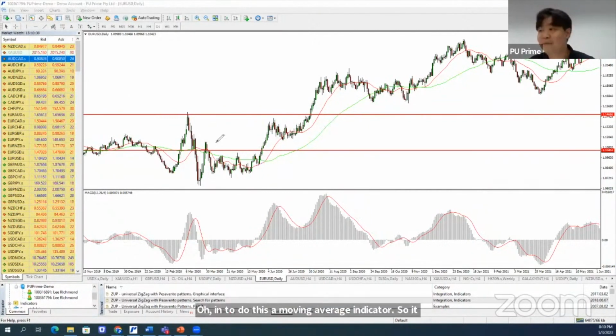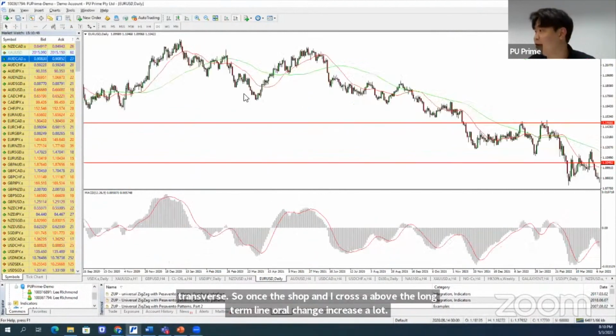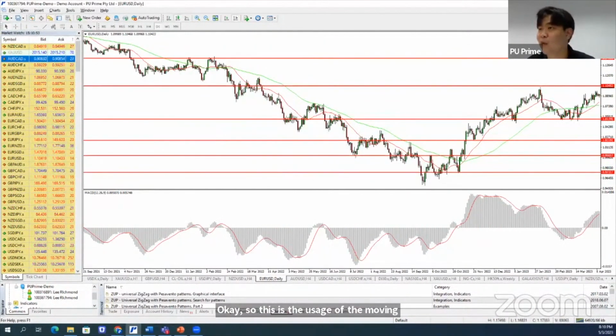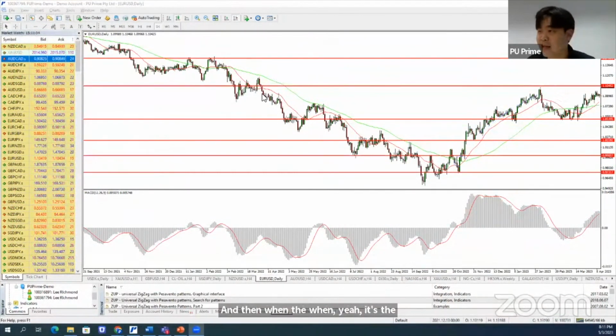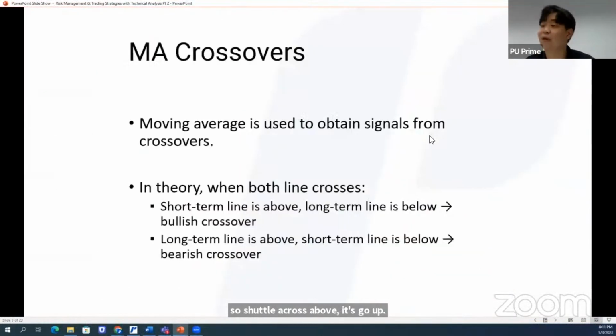So you need to try to combine a few things. But how can we use the moving average? It is used to determine the trend reversal. Once the short-term line crosses above the long-term line, the overall trend increases a lot. Okay, so this is the usage of the moving average, and this is what we call bullish when it goes up. Here is the bullish example. The short-term line crosses above and it goes up. Okay, and I think you guys have a brief understanding of how we can use the moving average already.